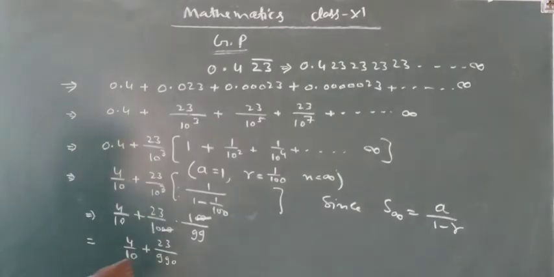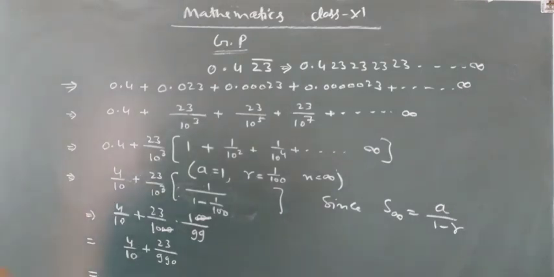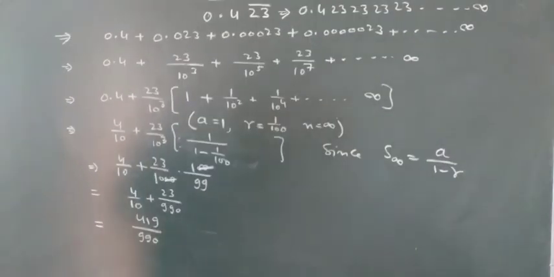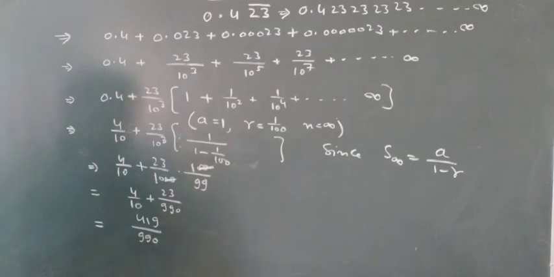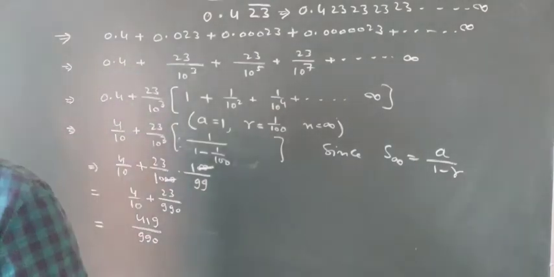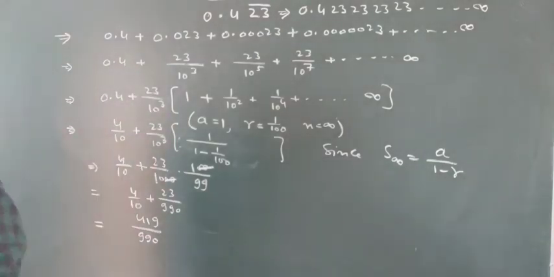Now you can add this and write its answer. In this way you can solve. Yes, of course, its answer is 419 upon 990. In this way you can solve all the questions from exercise 14F, sequence and series.